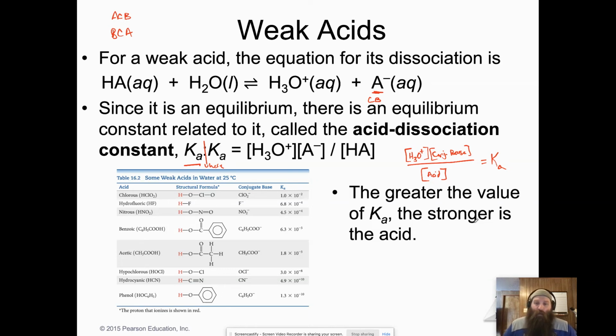The greater the Ka, the stronger the acid. That's something we definitely want to know, right? If you have a really large Ka, then we have a very strong acid. If we have a very low Ka, well, then we don't have a very strong acid.